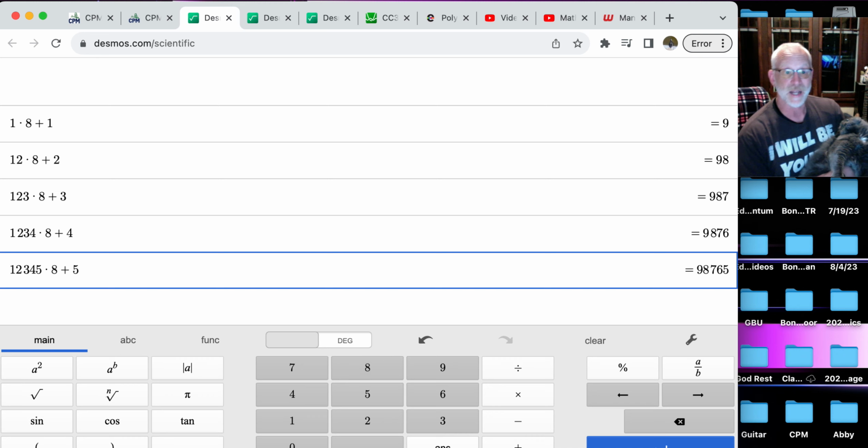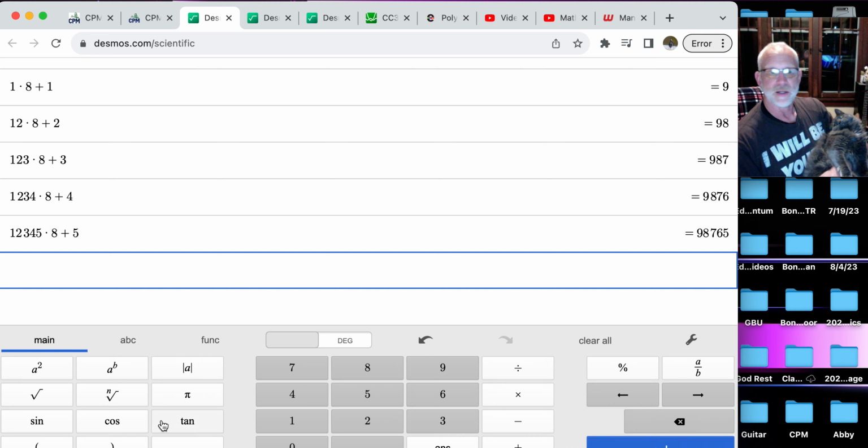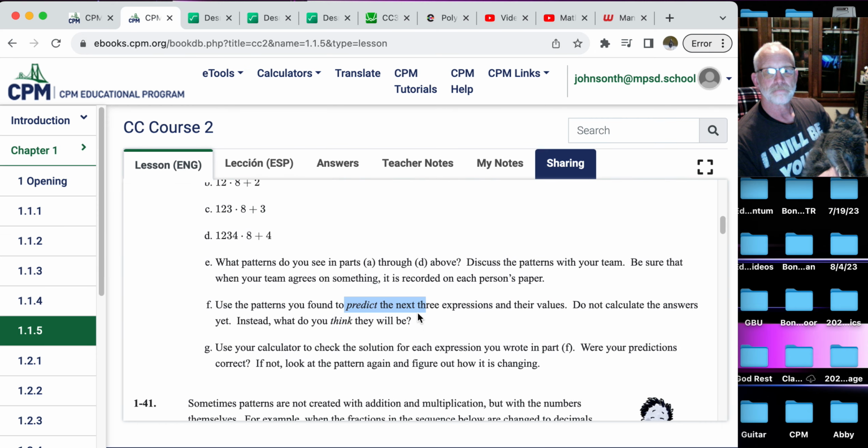And then they predicted the next one is 123,456 times 8 plus 6. And they're predicting 987,654. Let's see if this pattern continues. 123,456 times 8 plus, are you ready? 6, boom. And there it is, 987,654. Then we used our calculator to check the solutions that we wrote. Were our predictions correct?